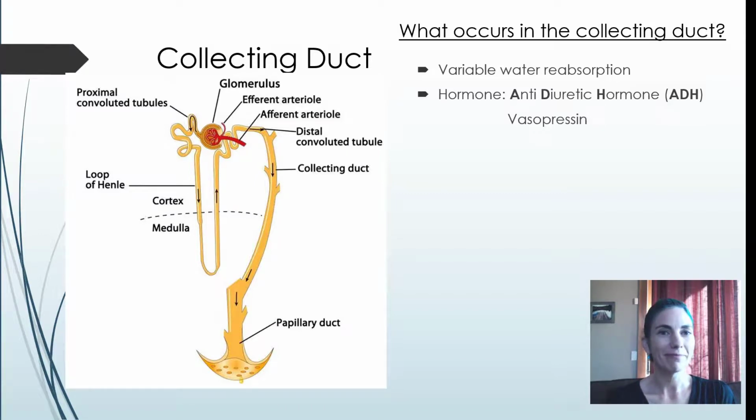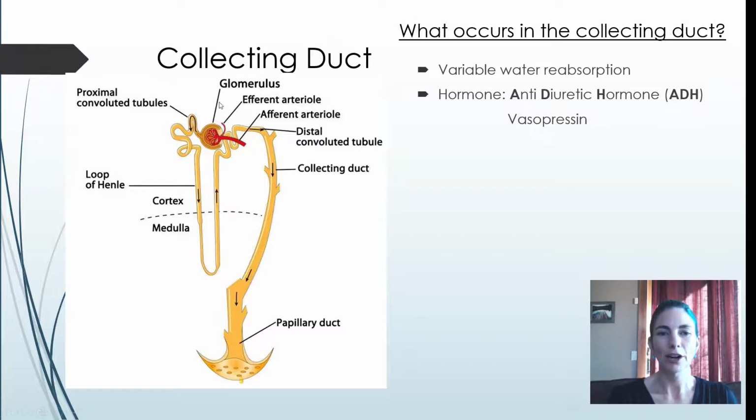Antidiuretic hormone is probably the more informative of the names, but vasopressin is another name for the same hormone. So they are the same hormone. They just go by two different names. Why? I don't know. Okay, once you've written that down, let's talk about how we could vary the amount of water that we reabsorb in the collecting duct.